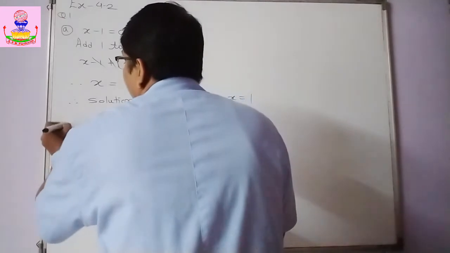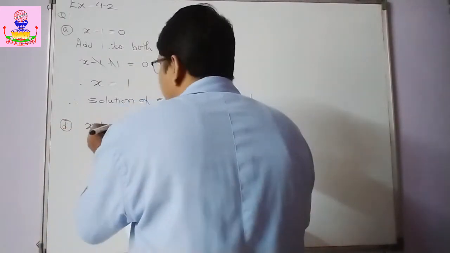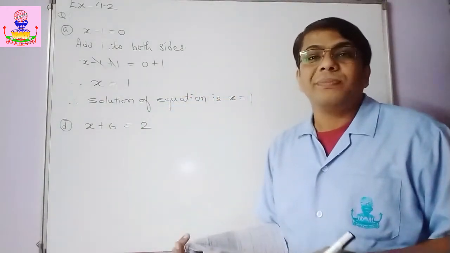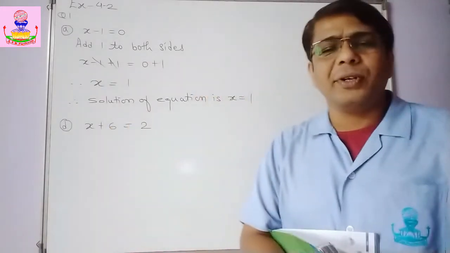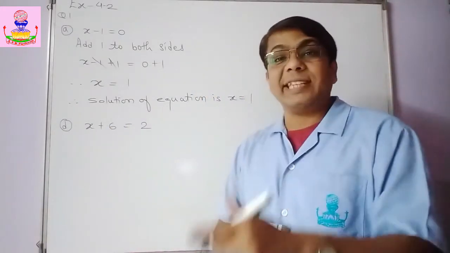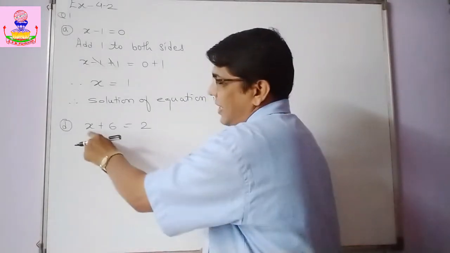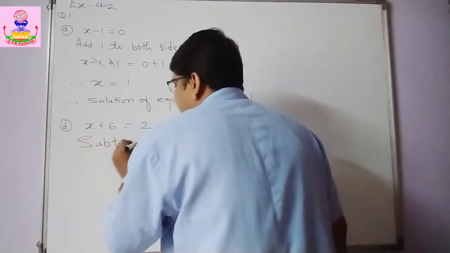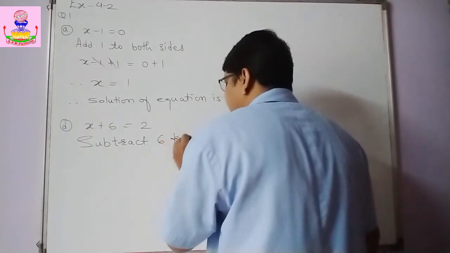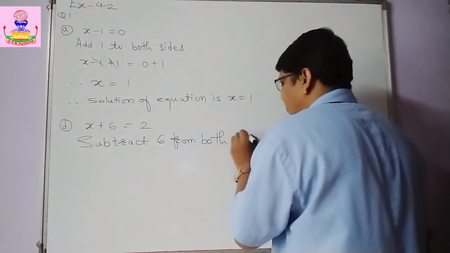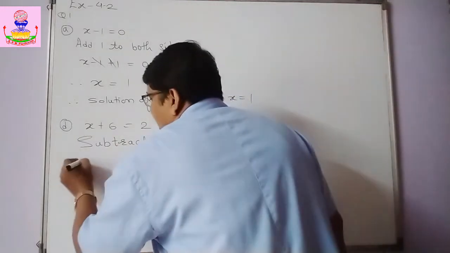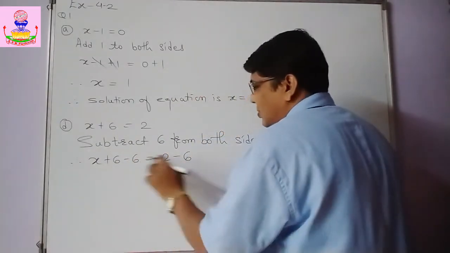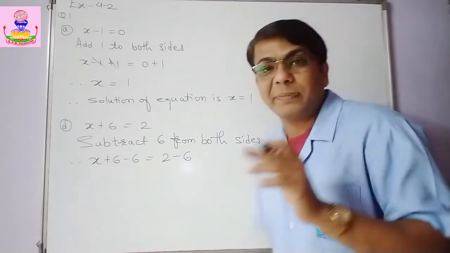Then I am solving D. x plus 6 is equal to 2. Now here it is plus 6. So what do I have to do? Yes, the opposite of addition, subtraction. But what do I have to subtract? 6, so that I can get x. So my step to be written: subtract 6 from both sides. So x plus 6 minus 6 is equal to 2 minus 6. My dear students, you can see here on both sides I have subtracted 6.